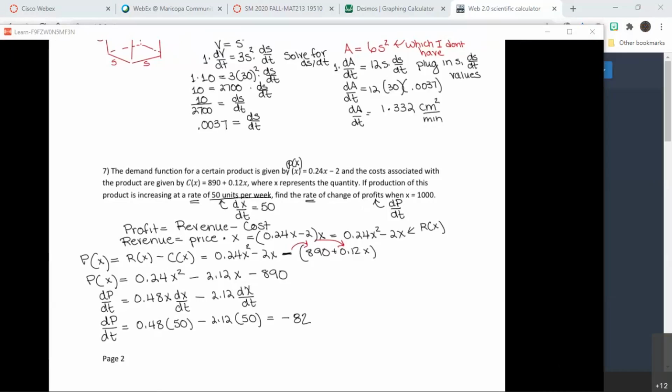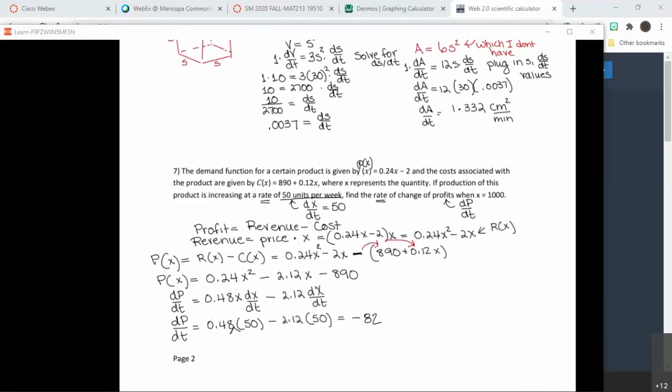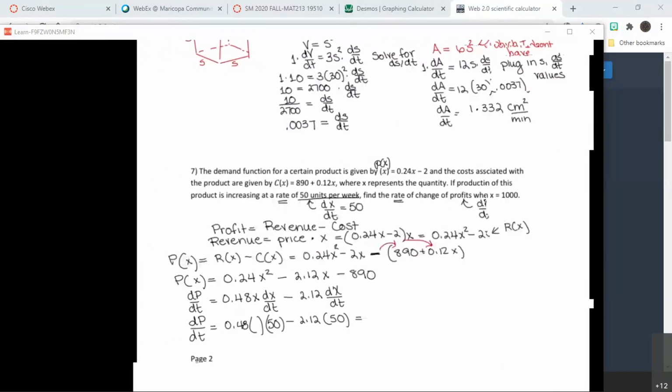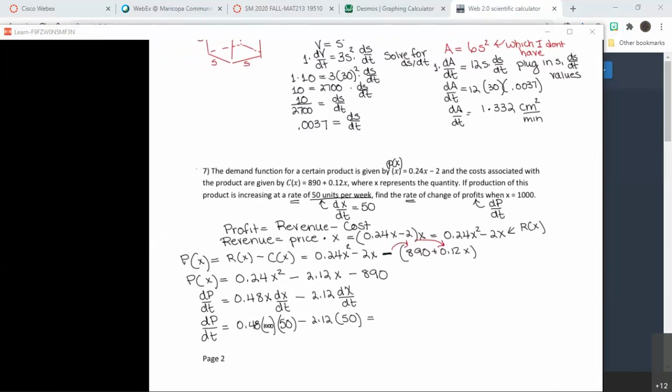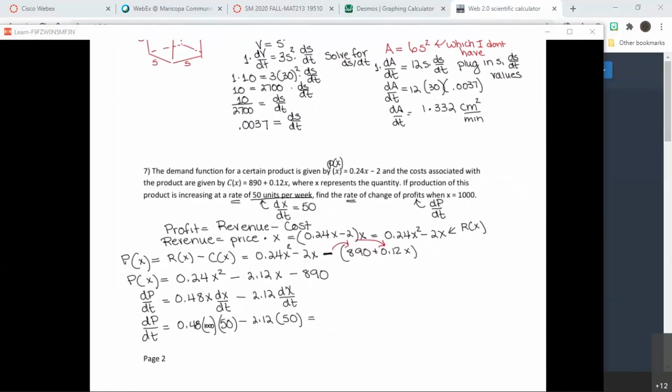Okay, so I'm getting negative 82. But again, I'm missing some stuff, right? Because there's an x in here. So let me put the x over here. Okay, so this is x. And then I have the 50 out over here. They want to know when x is 1,000, what's happening to my profit. So it's not just dx dt here. Don't forget you've got an x in your answer.